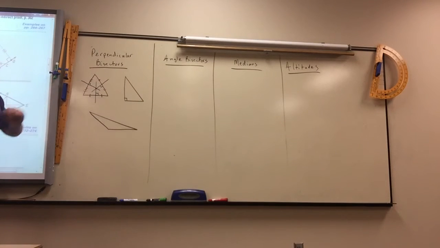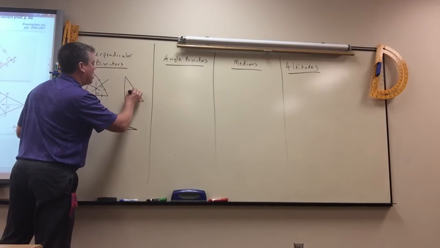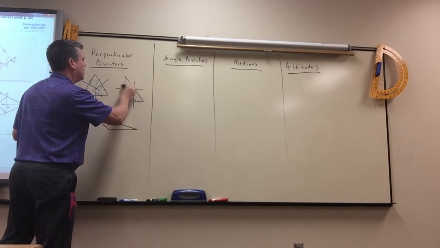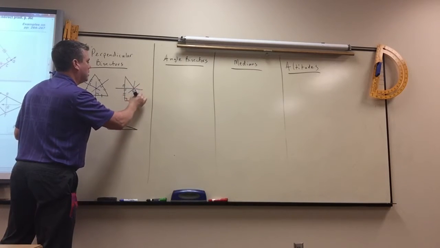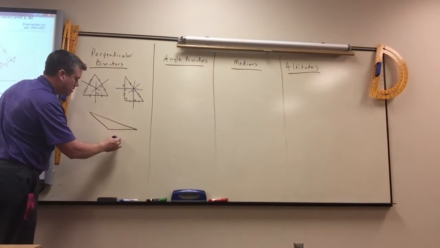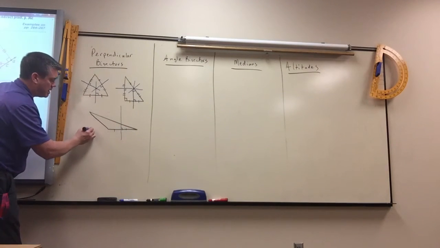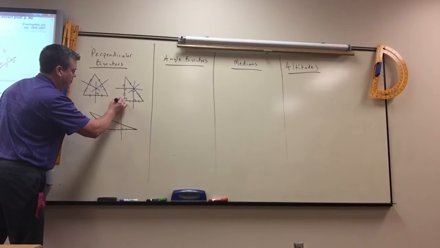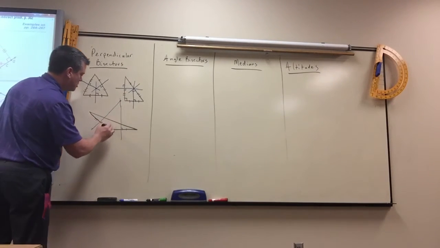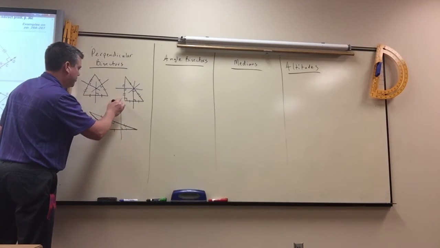If it's an acute triangle, they intersect in the middle. If it's a right triangle, they intersect on the triangle. And if it's obtuse, they intersect outside. So remember, draw the 90, show that it's bisected. There's going to be right about up there. And then this one. Okay?